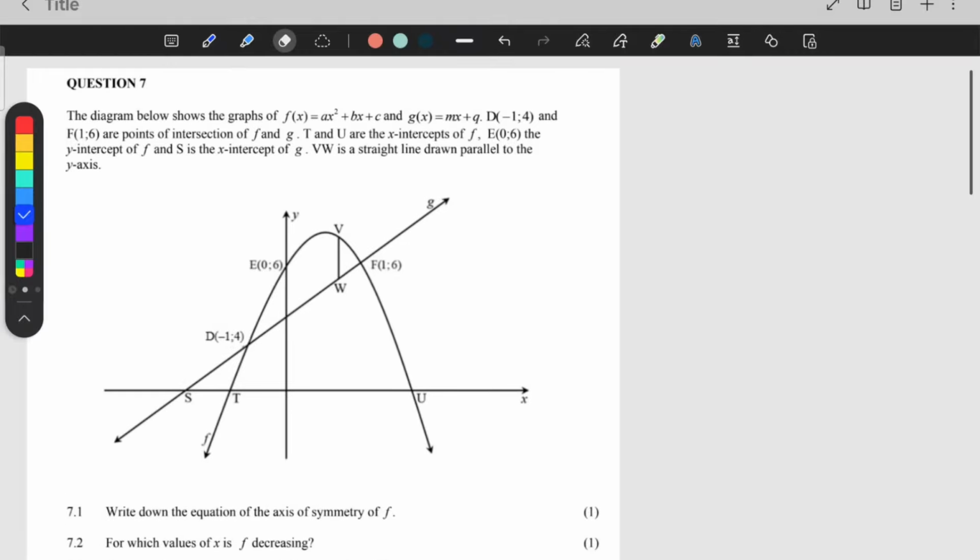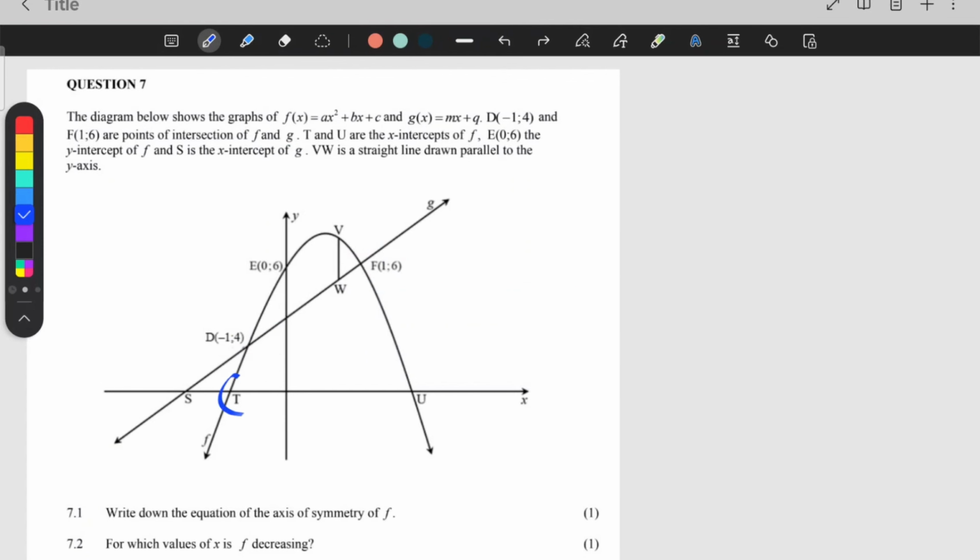This question is question 7. So let's start. It says the diagram below shows the graph of f of x equals ax squared plus bx plus c, that's a parabola, and g of x equals mx plus q, that's a straight line. It says D is negative 1 and 4, and F is 1 and 6, and they are the points of intersection of f and g.